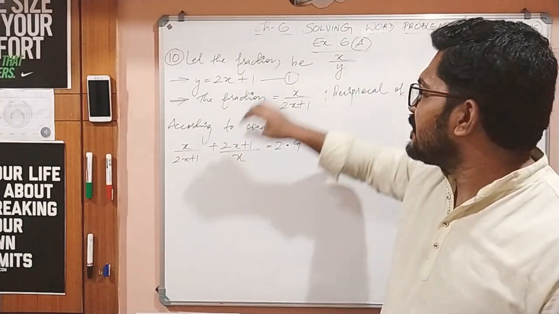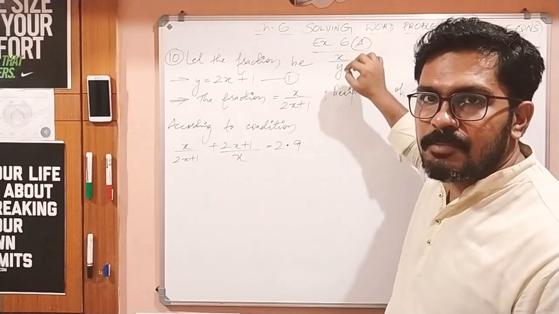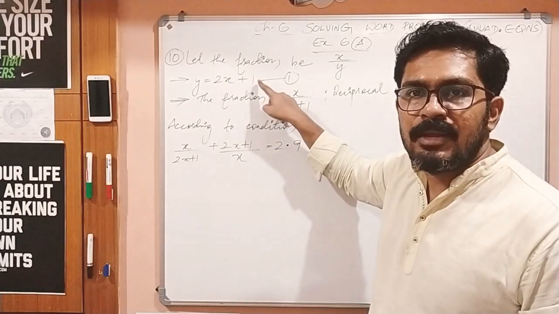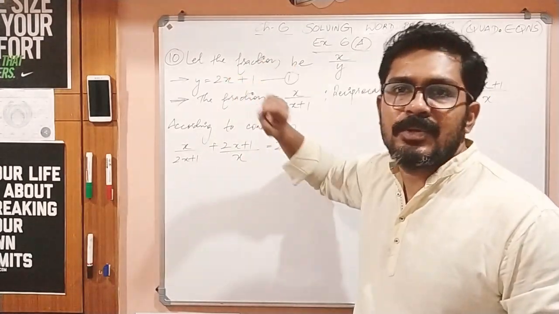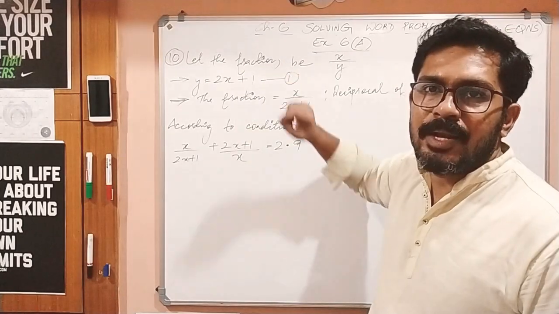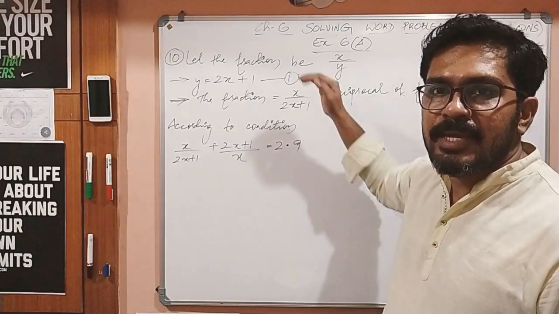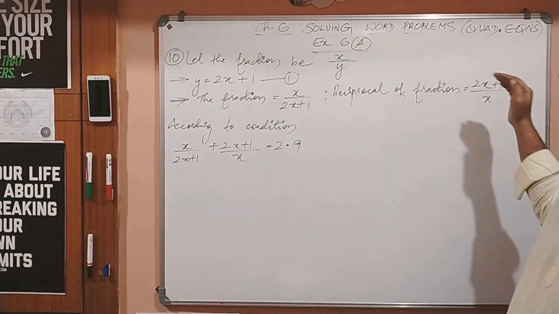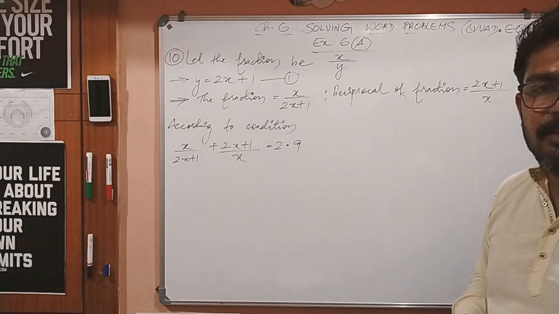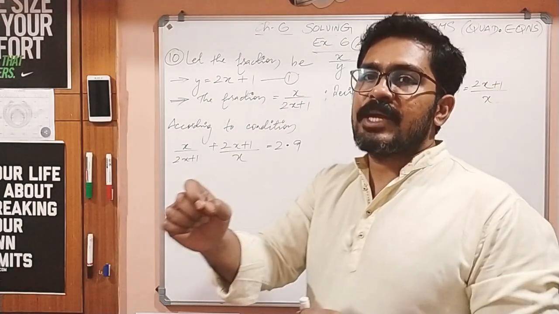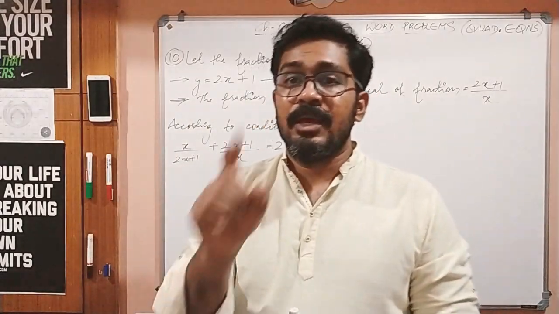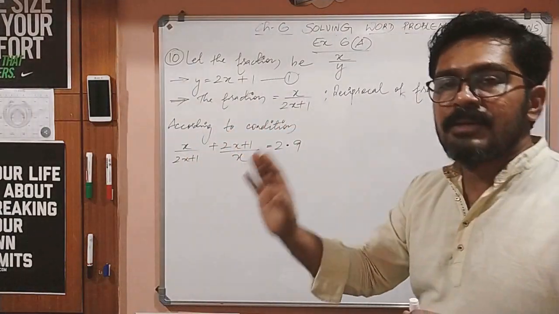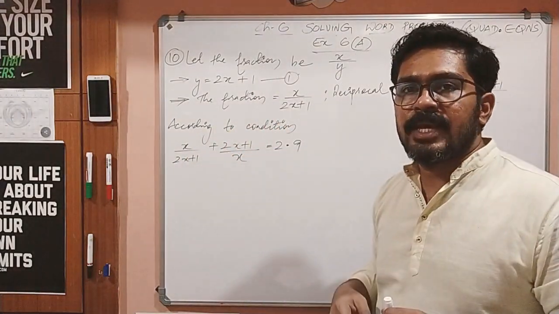So in that case children, we know the fraction we have assumed is x upon y. But children, can I replace this y with 2x plus 1? Of course yes, because we know y is equal to 2x plus 1 from equation number 1. So can I assume the fraction is x upon 2x plus 1? And in that case, can the reciprocal of the fraction be 2x plus 1 upon x? Of course yes. So you are able to define the fraction as well as the reciprocal of the fraction in one variable x. Once you do that, you can read the second condition and create the second equation.